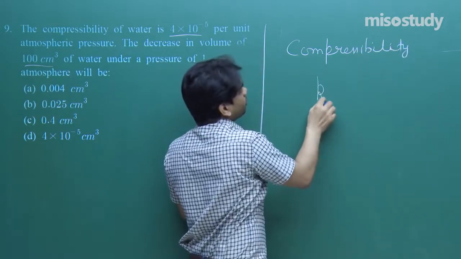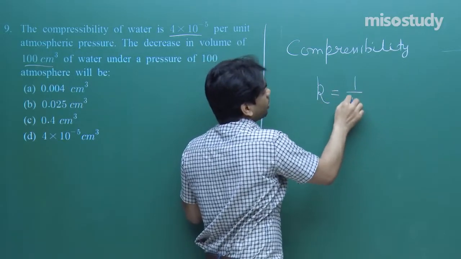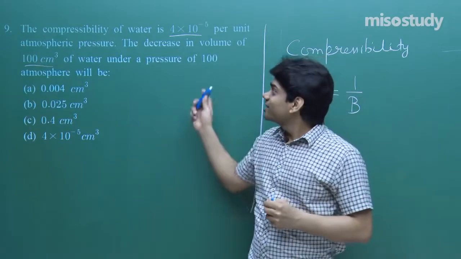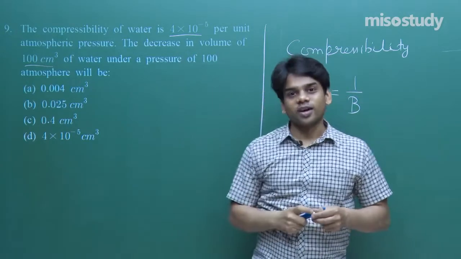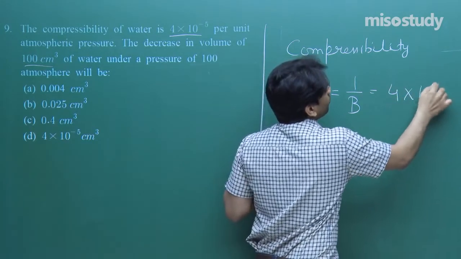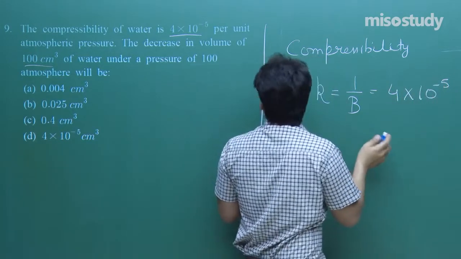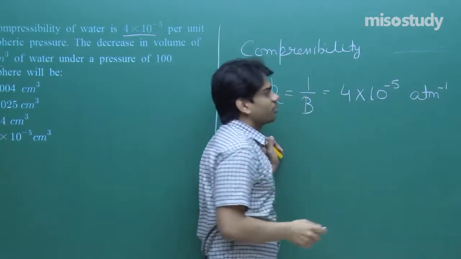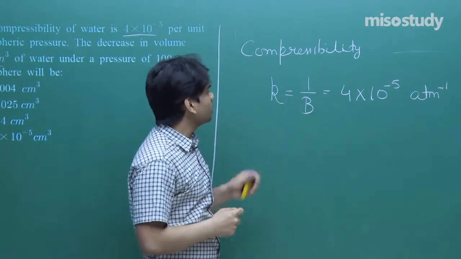Compressibility. Let me use k equal to 1 by B, that is 1 upon bulk modulus, which is what we know. This is given as 4 into 10 to the power minus 5 per unit atmospheric pressure, that is atm to the power minus 1. So we can use it in this way.